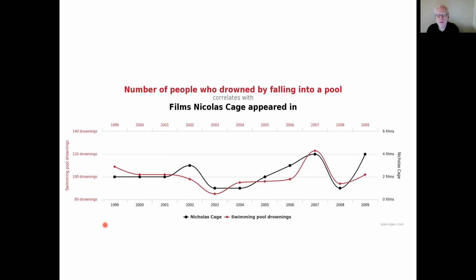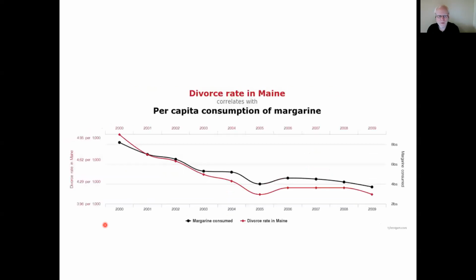But it would be really, really hard to make any claim that the number of people who drown by falling into a pool somehow causes Nicolas Cage to appear in films, or that Nicolas Cage appearing in films seems to cause people to drown by falling into a pool. It seems quite unlikely that either of these is causing the other.